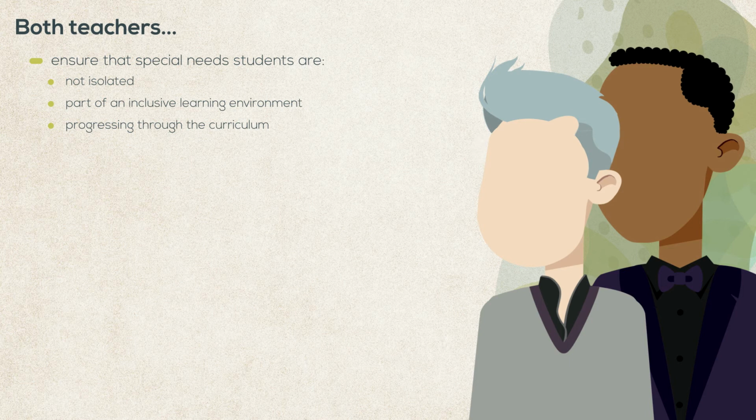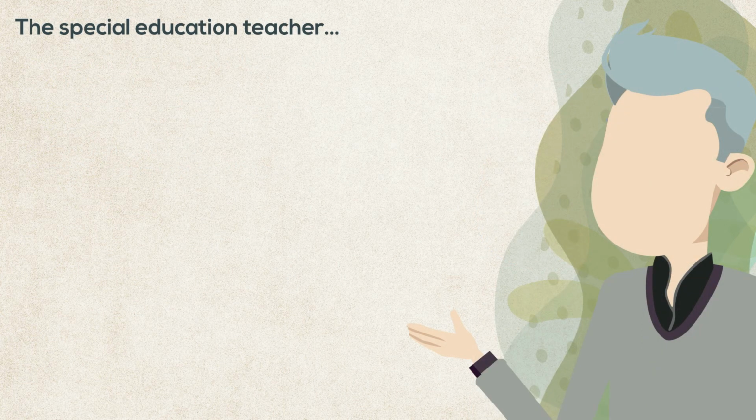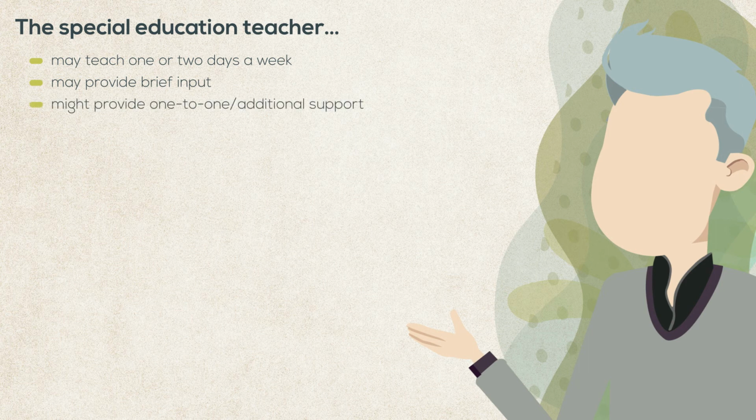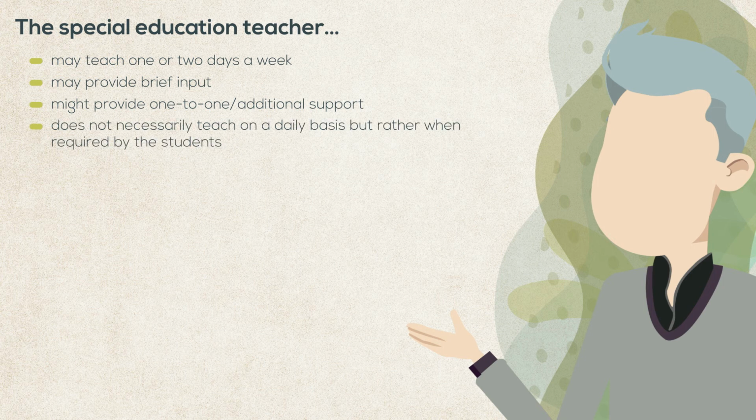Special needs teachers and general classroom teachers can often team teach. Although they team teach, both types of teachers may take turns to actually present lessons. The amount of input may vary too. For example, a special education teacher may teach 1 or 2 days a week, or perhaps just provide brief input. And when not teaching, they might simply provide one-to-one or additional support. Thus, inclusive instruction may not necessarily take place on a daily basis, but rather when required by the students.